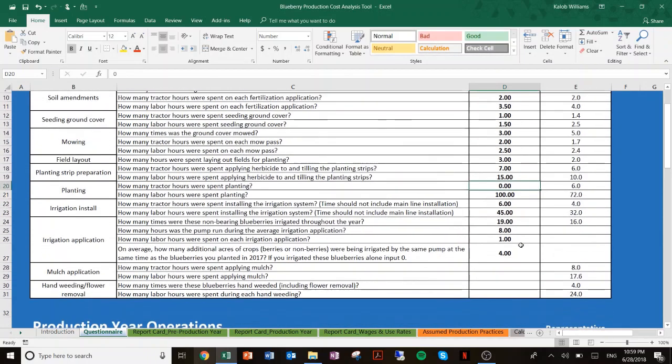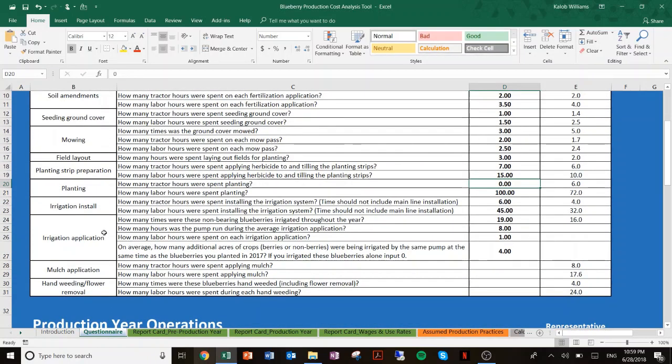The next thing I wanted to review was this irrigation application section. It can be a little bit tricky. The first question is how many times were these non-bearing blueberries irrigated throughout each year? Now, that's fairly straightforward. Let's say we did it once a week for a handful of months, so 19 times. The next question: how many hours was the pump run during the average irrigation application? Let's say we ran it 8 hours a day, once a week, so 8 hours.